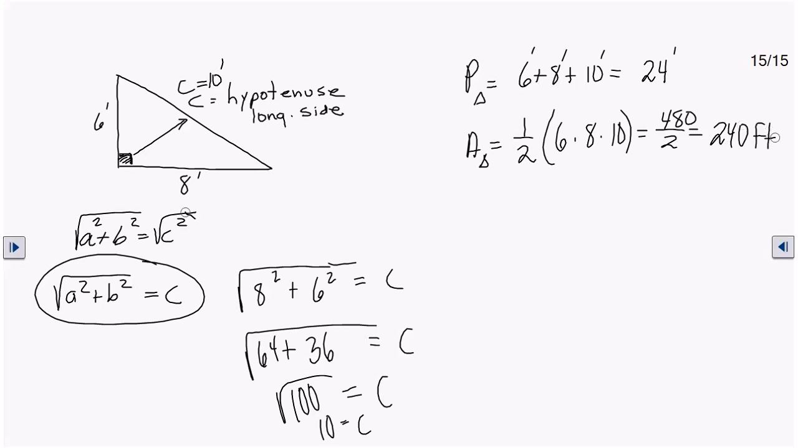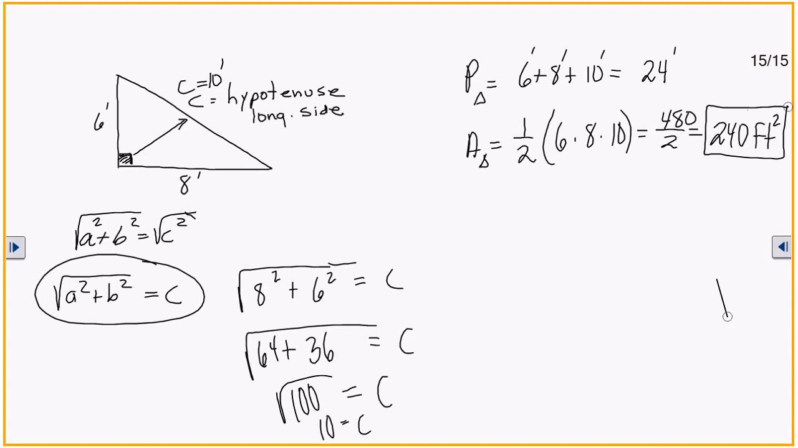Square feet. So if you wanted to paint this triangle, you would have to get enough paint for the area in square feet. If you wanted to paint a wall that was a triangle shape, you would have to have that many square feet of paint to paint that wall.